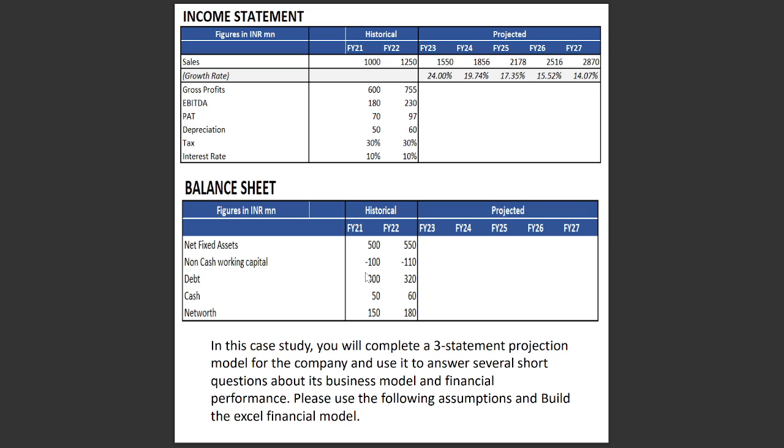Okay, now moving ahead to the balance sheet part. In the balance sheet we have only five items given to us, that is net fixed assets. Net fixed assets means after deducting accumulated depreciation from it, we have a net fixed asset of 500 and 550 for the historical years. For the projected years we have to project it. All right, then we have non-cash working capital. Then we have debt, then we have cash, then we have net worth. We will see how we will use this information in order to build our model.